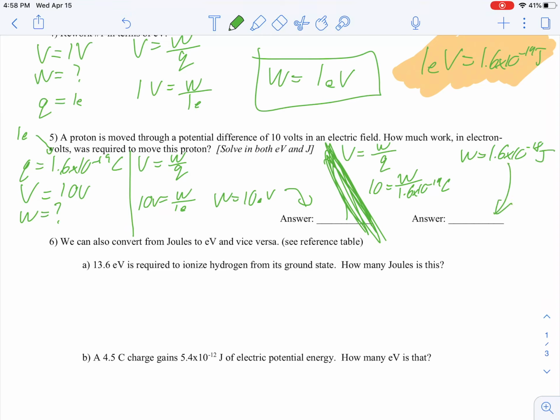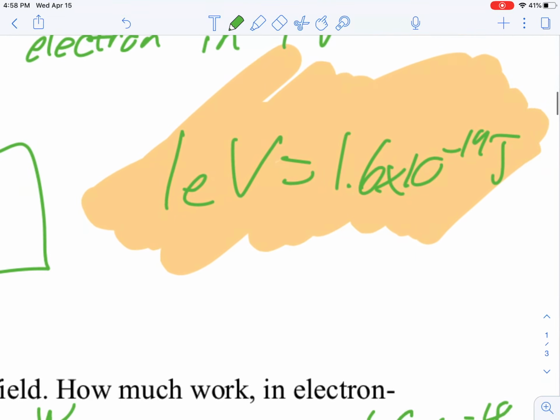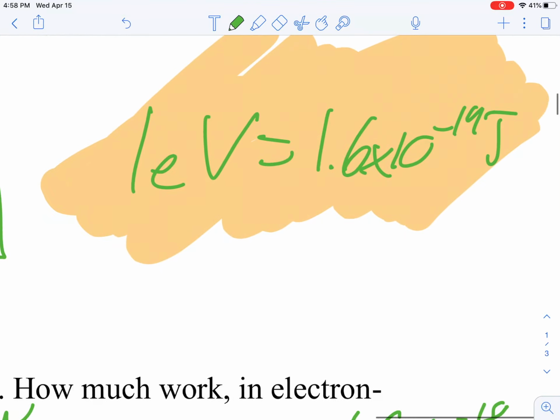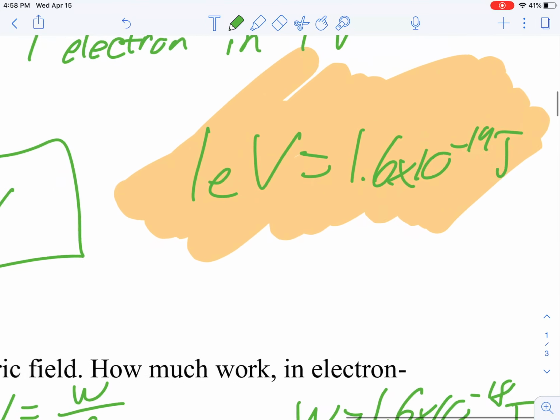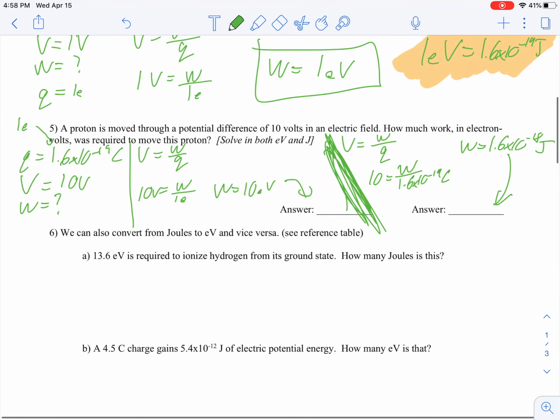So, two different ways to do this. Notice how we see 1 electron volt is 1.6 times 10 to the negative 19. So 10 electron volts is 1.6 times 10 to the negative 18. All right, 10 times as big. Kind of makes sense. We're dealing with new units and stuff, so I know it can be confusing. It just comes with practice, though.